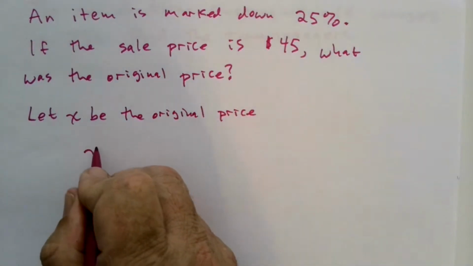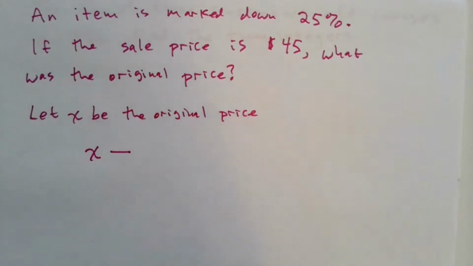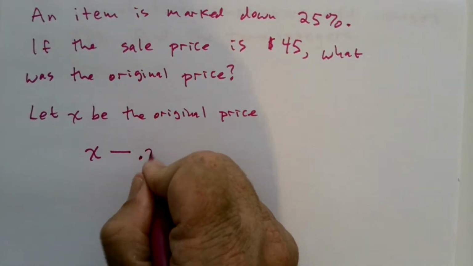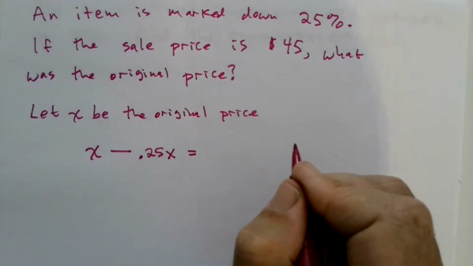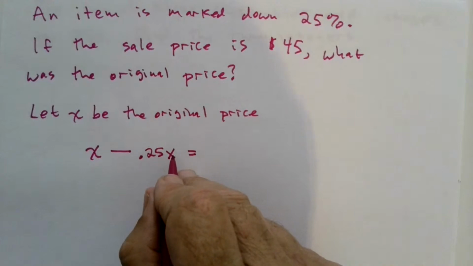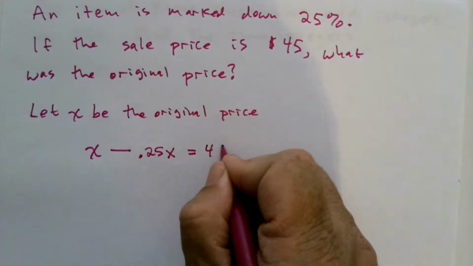So I start with my original price, and I've got to subtract 25% of the original price. 25% as a decimal is 0.25. X will equal the sale price. So original price minus 25% of the original price equals the sale price of $45.